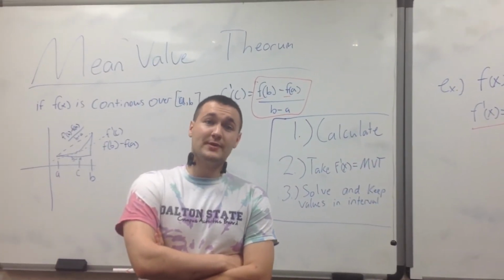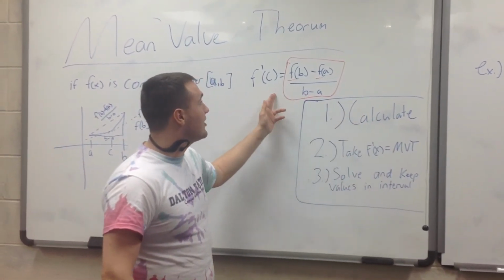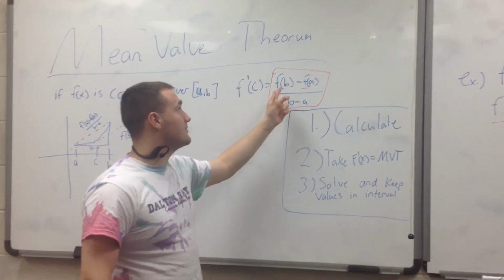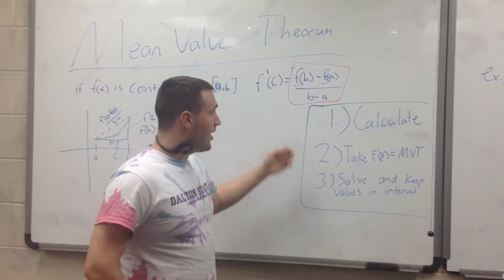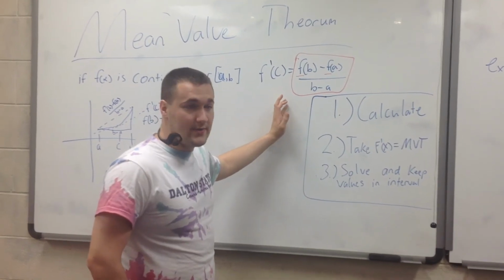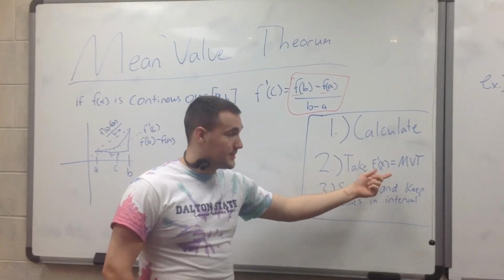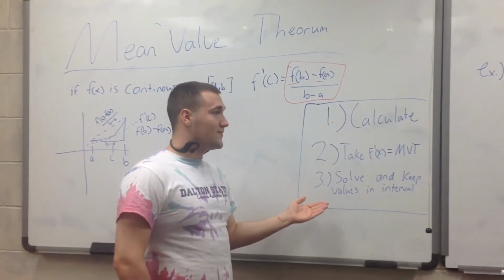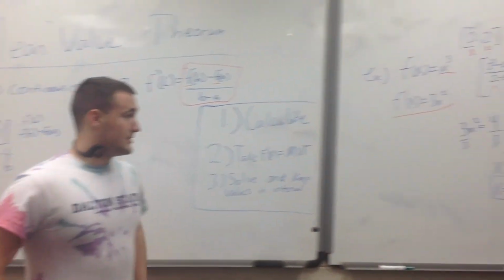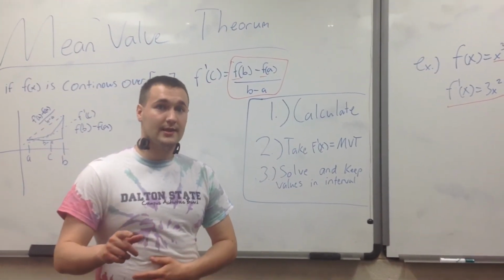Just a recap of what we did. We calculated using the mean value theorem, original function at b minus original function at a, divided by b minus a. Once we figured out what our MVT value is equal to, we took the first derivative of the function and set it equal to what we found by using that. And then we solved, and in most cases, you're going to get more than one answer. It's going to be a plus or minus answer.